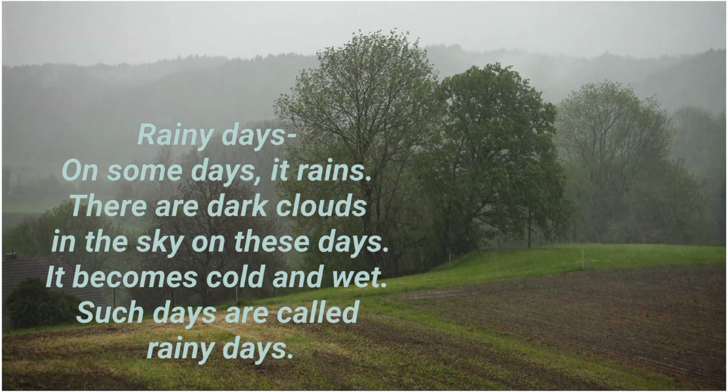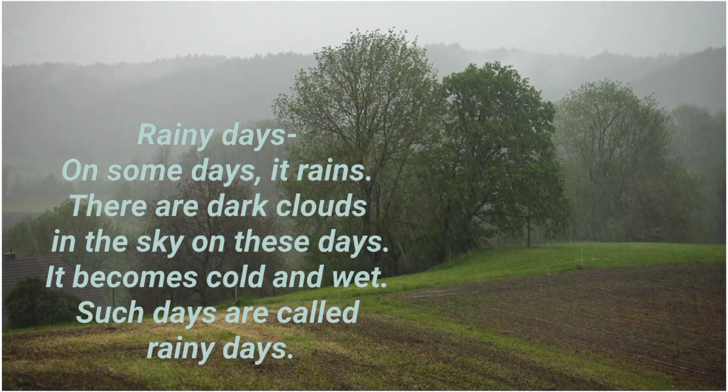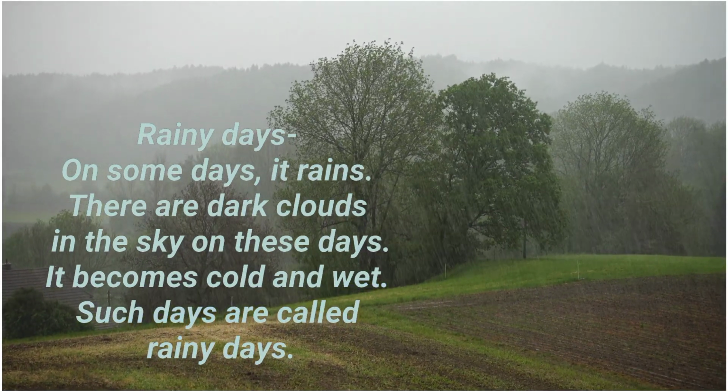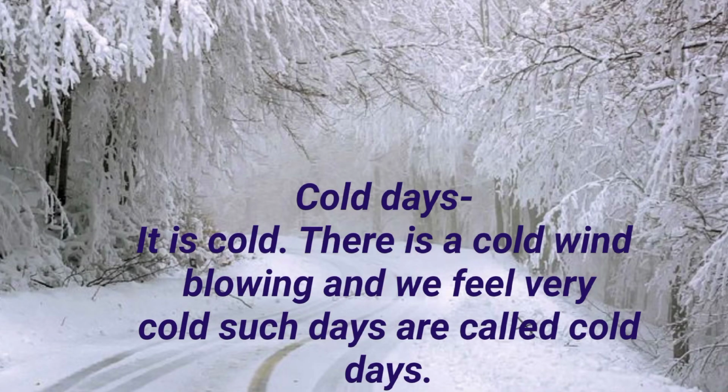On some days it rains. There are dark clouds in the sky on these days. It becomes cold and wet. Such days are called rainy days. On some days it is cold. There is a cold wind blowing and we feel very cold. Such days are called cold days.